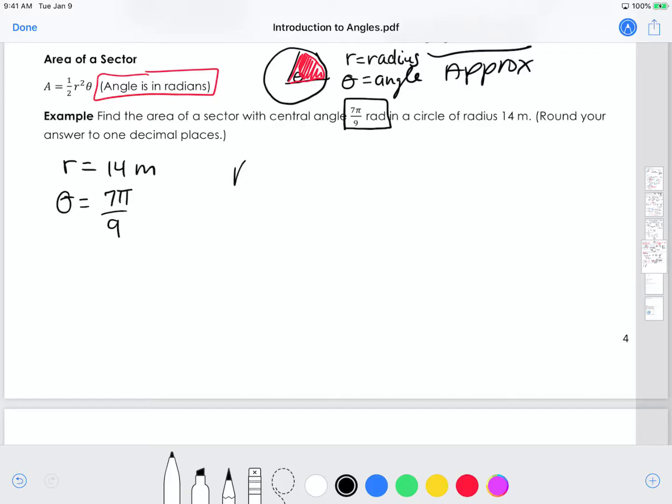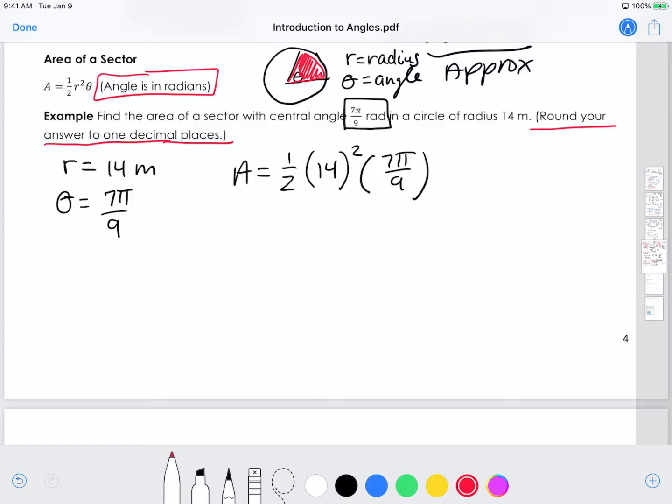And so I need to put this in my formula. So I have 1/2 radius squared, so that's 14 squared, times 7 pi over 9. Now notice this question specifically says round the answer to 1 decimal place. So we're going to give an approximate answer in this case.